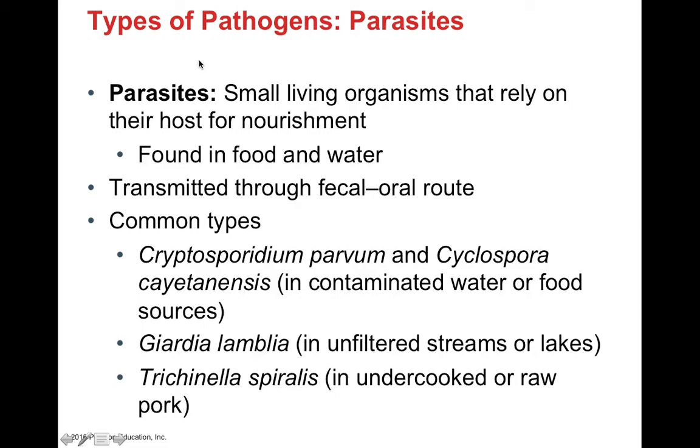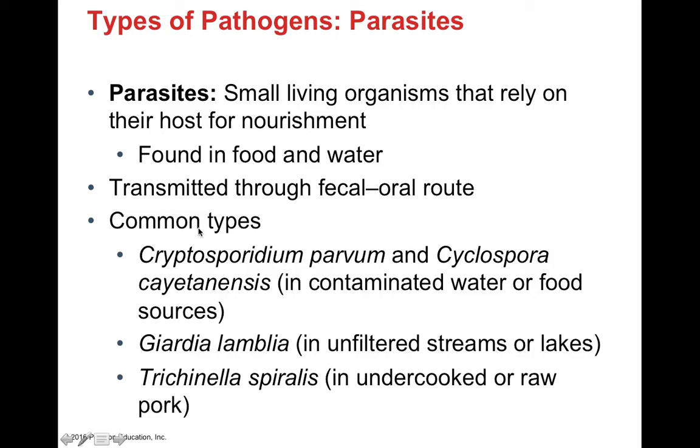Other types of pathogens can include parasites. Parasites are organisms that survive inside the bodies of other organisms. They rely on their host for nourishment, including all of their nutrients. They can be found in food and water and are often transmitted through the fecal-oral route. So dogs that eat the poop of other dogs can get worms, for example.